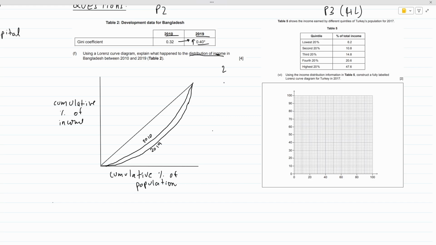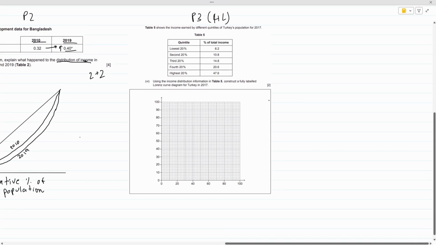And now for the explanation, if you've gotten the graph right, the explanation is pretty easy, where you just basically explain your thought process that since you see the Gini coefficient goes up in the data from 0.32 to 0.40, you know that the inequality has increased, meaning that the Lorenz curve gets steeper. Hence, you have drawn it like that. So that should get you the full 2 plus 2, the 4 marks. 2 marks for the diagram, 2 marks for the explanation for this question.